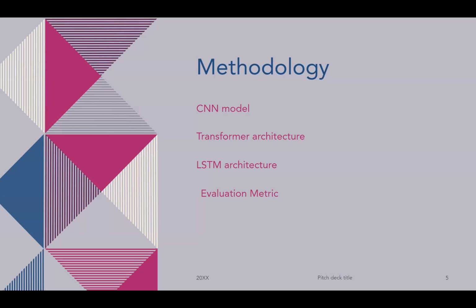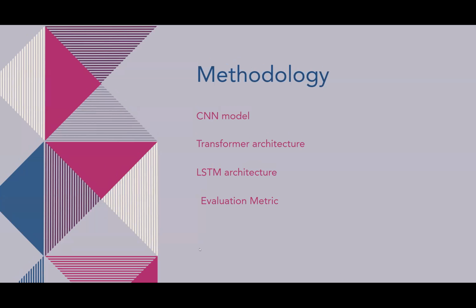So hello, I'm going to discuss the methodologies which we have used in the paper. So the CNN model, transformer architecture, LSTM architecture, and evaluation.